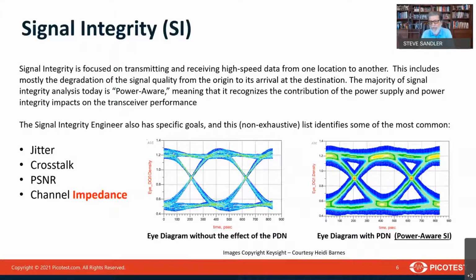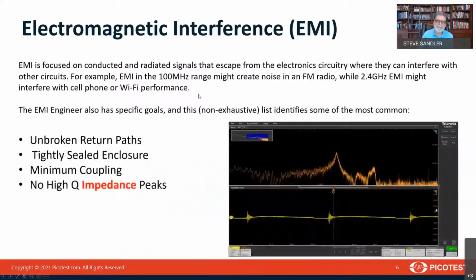Andy stole pictures from me, so I'll fess up that I stole these images from Heidi Barnes at Keysight, and she talks an awful lot about power issues in SI channels.